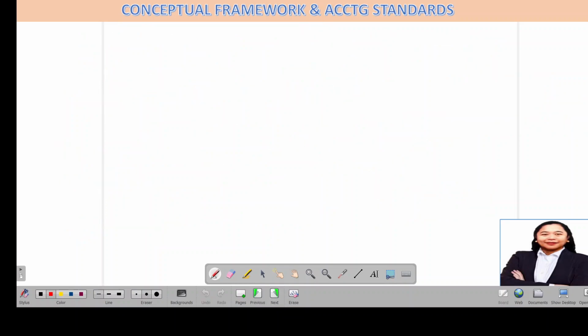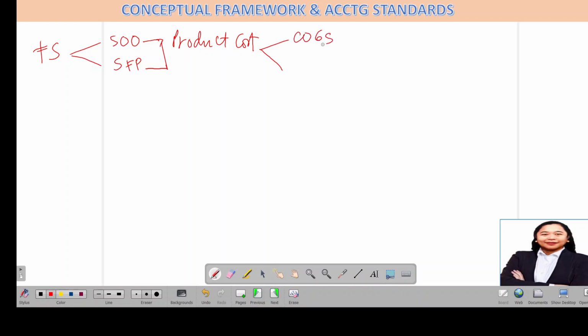Okay, so what have we learned? That the FS in manufacturing will be affecting, of course, the statement of operation and the statement of financial position, and your statement of operation would reflect the product cost. The same time with statement of financial position. The difference is that the product cost will be in the cost of goods sold section and in the inventory. And you have three types of inventory. It will be raw materials, work in process, and finished goods. So that's with regards to FS.